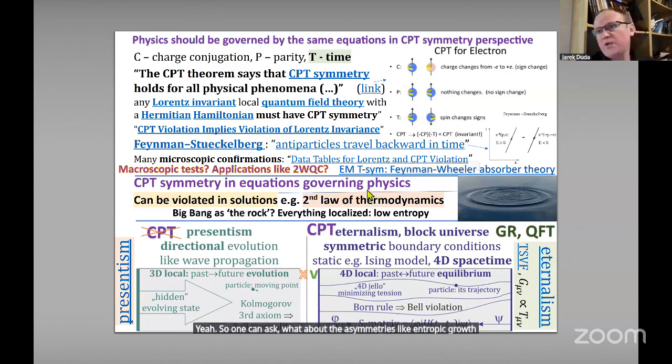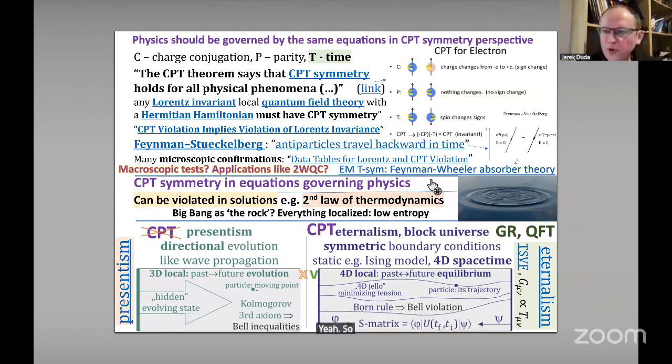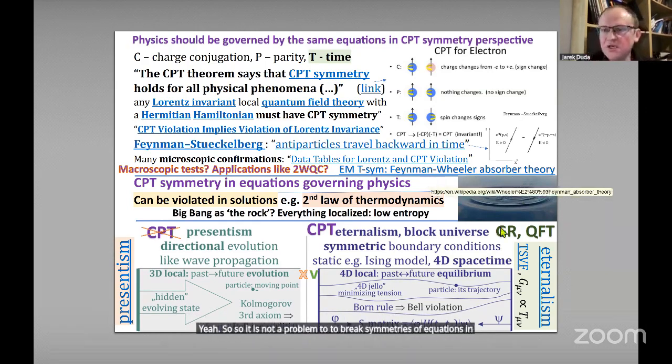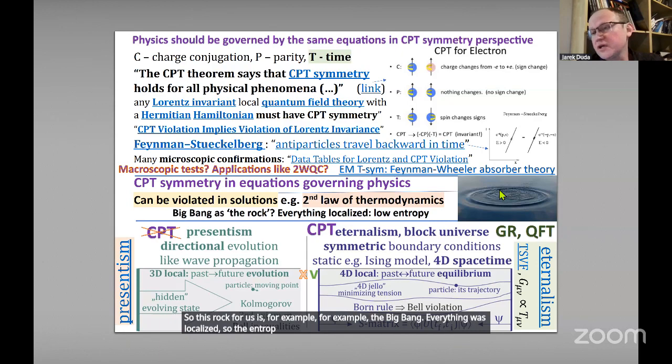Yes, the second law of thermodynamics. The basic answer is that there can be a theory which is symmetric in equations, like the lake surface, but in a solution the symmetries are broken, like with a rock here. So it is not a problem to break symmetries of equations in a solution. This rock for us is, for example, the Big Bang. Everything was localized, so the entropy was very low, creating the entropy gradient we call the second law of thermodynamics. But fundamentally, in equations, physicists believe there is CPT symmetry.